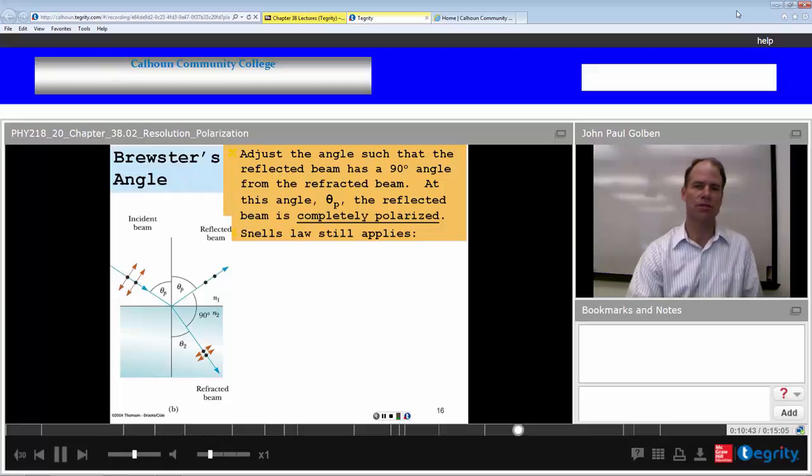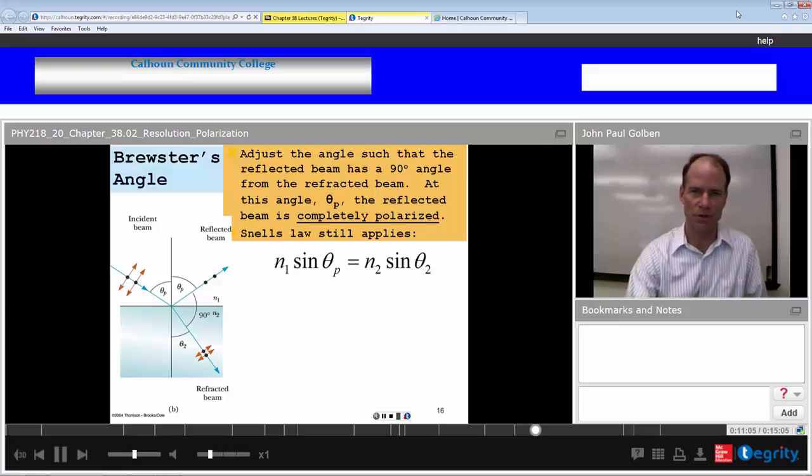The refracted beam will also be partially polarized as a result. If you're able to adjust the angle of your incident beam so that the reflected beam is perpendicular to your refracted beam, an interesting result occurs. This is a special angle. We're going to call it our polarizing angle. And we'll find that at that point where the reflected beam is perpendicular to the refracted beam, the reflected beam will be completely polarized. Snell's law still applies to this situation for the refracted beam.